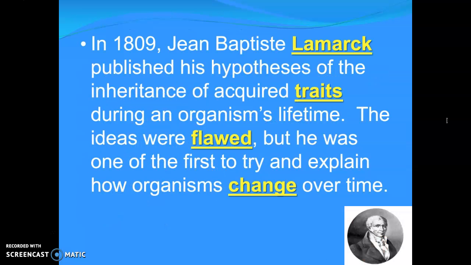So in 1809, there was a researcher called Jean-Baptiste Lamarck. He published his hypothesis of inheritance of acquired traits during an organism's lifetime. Unfortunately, those ideas were flawed. They were wrong. But he was one of the first to try and explain how organisms change over time, and that's why we still talk about him.